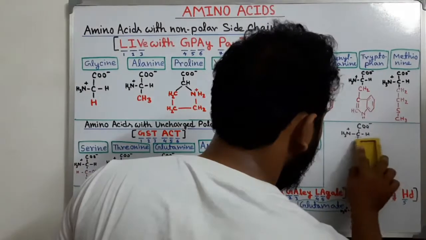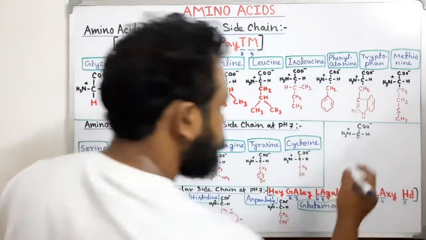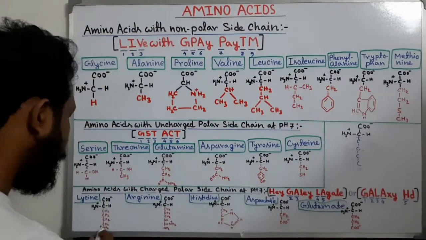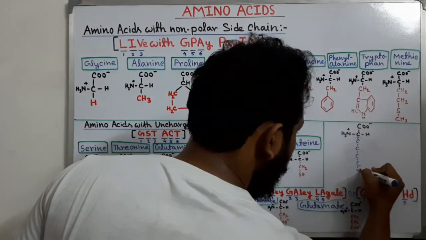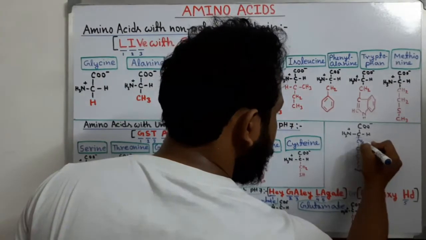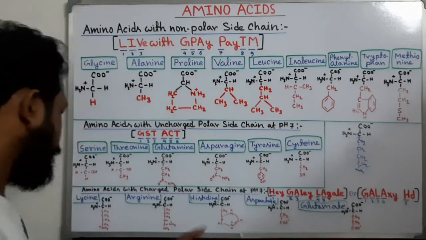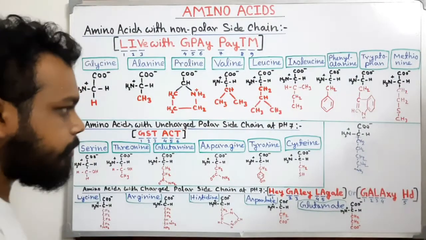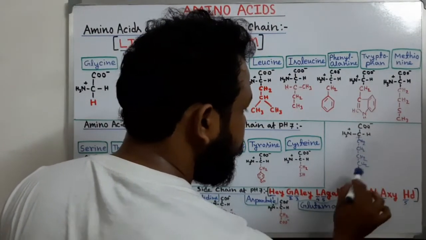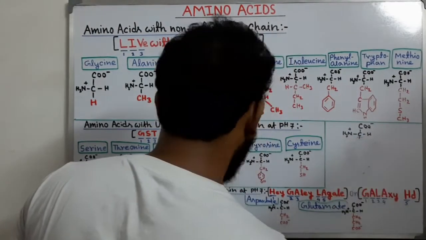So how to draw lysine? We draw a total of 4 carbons, 1, 2, 3 and 4, and at the end we add one NH3 plus group. So just balance it like this: CH2, CH2, CH2, CH2. You have to remember lysine has 4 carbons in the side chain and at the end one NH3 plus group. This is the structure of lysine.